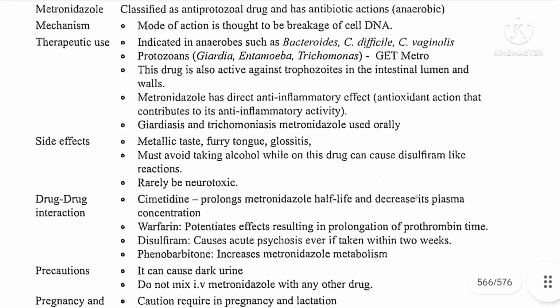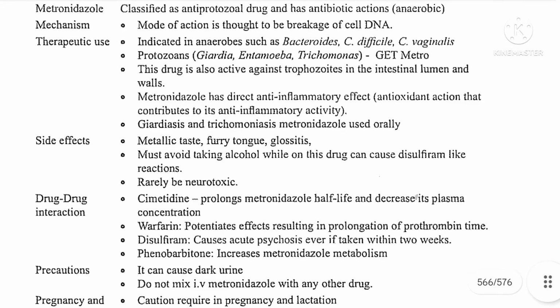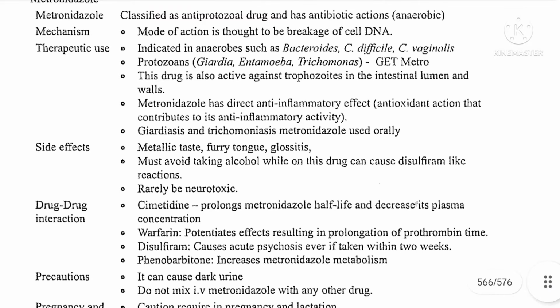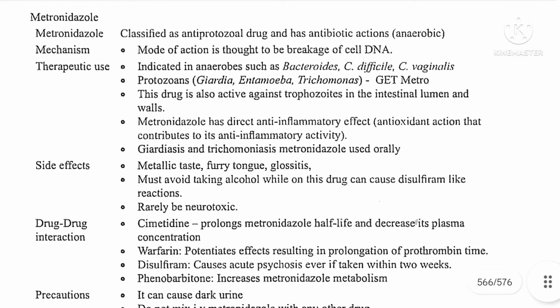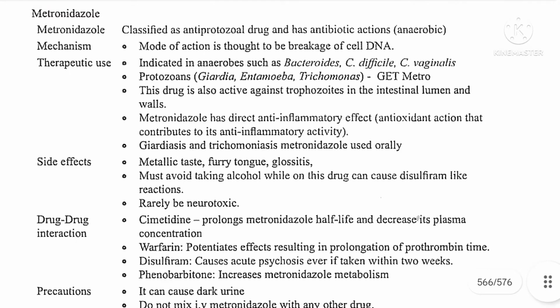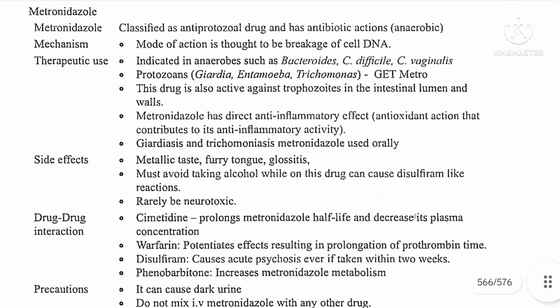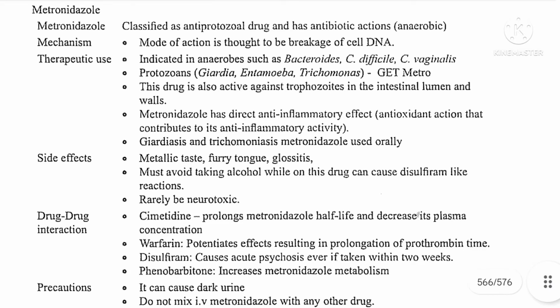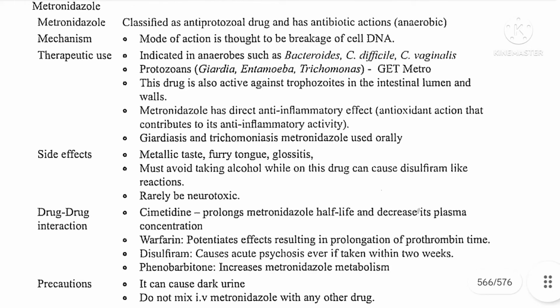Get metro. This is the mnemonic for metronidazole. If you have to memorize the spectrum of activity of metronidazole, it is GET: Giardia, Entamoeba, and T for Trichomonas. GET and metro is for metronidazole. By this way you can learn the spectrum of activity of metronidazole. This drug is also effective against the trophozoite in the intestinal lumen and wall.